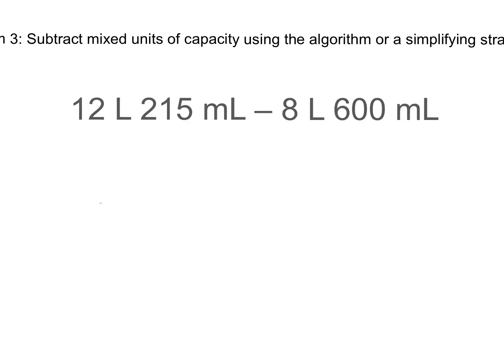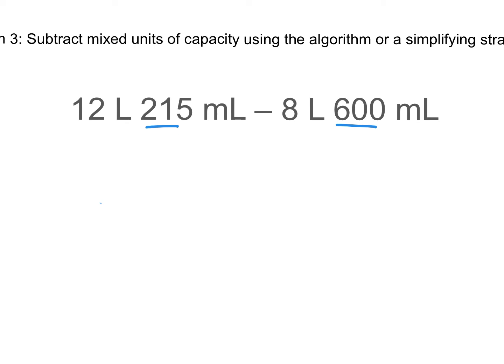Alrighty, now we get to subtract. So we're going to subtract mixed units of capacity using the algorithm or a simplifying strategy. Again, I will show you both. I want you to close your Chromebook and try to do these in the way that you feel is the most comfortable for you. So I'm going to start first. Let's just keep them as is, although I can see right away that I can't say 215 minus 600. That's not going to work.